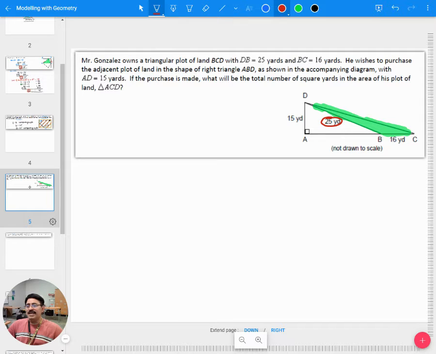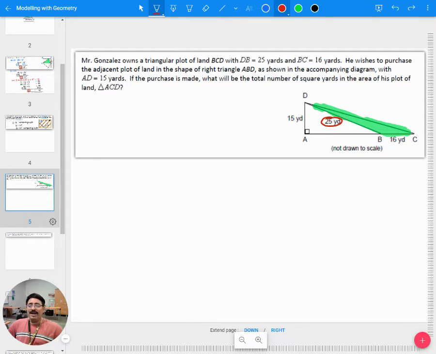He wishes to purchase the adjacent plot of land in the shape of a right triangle ABD. That means this plot, as shown in the accompanying diagram, with AD is 15. If the purchase is made, what will be the total number of square yards in the area of his plot of land ACD? That means the question is, see, A is here, C is here, and then D is here. That means the complete land, what is the total area?